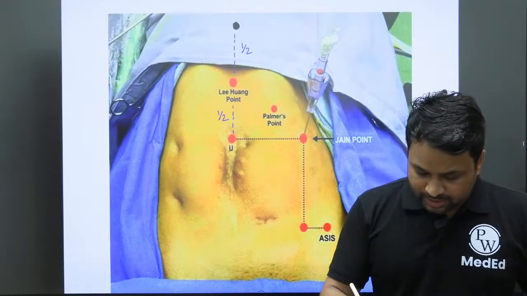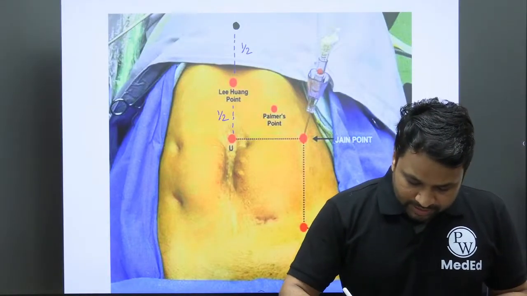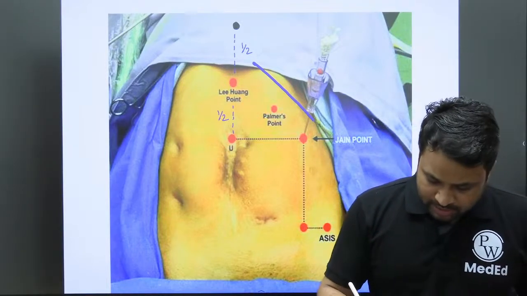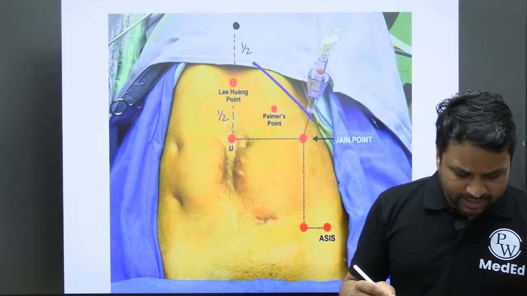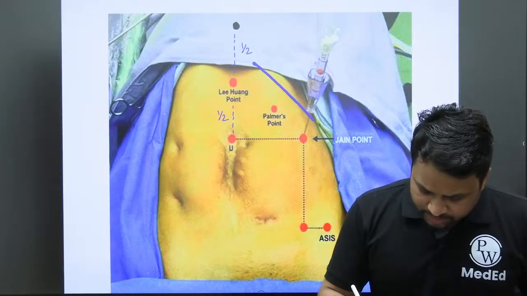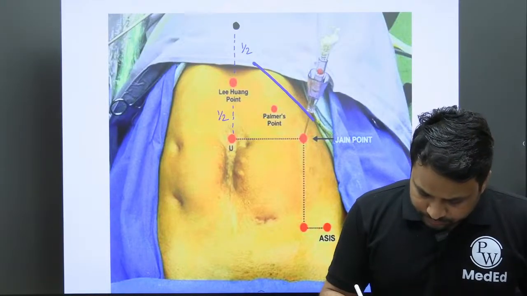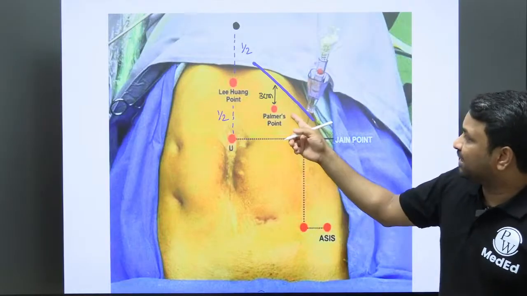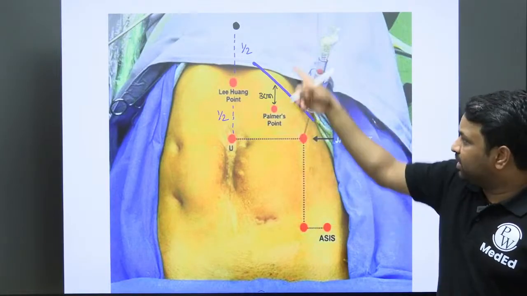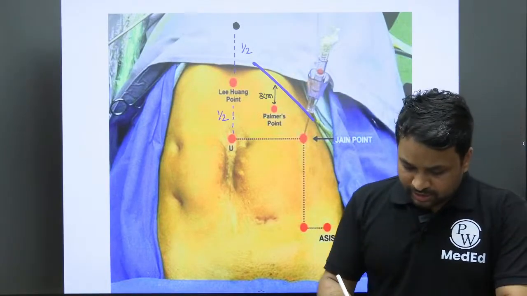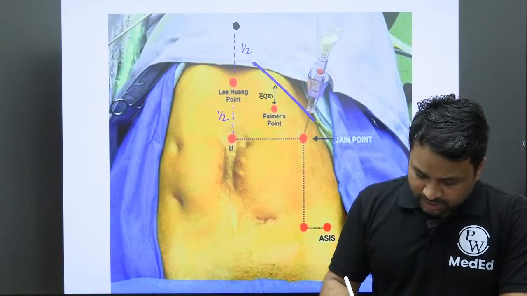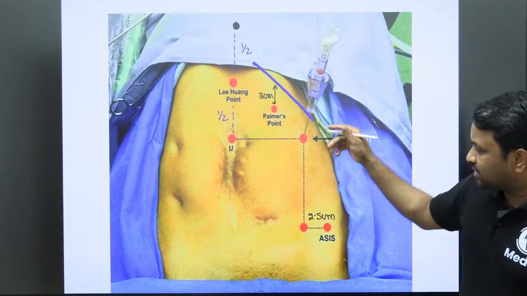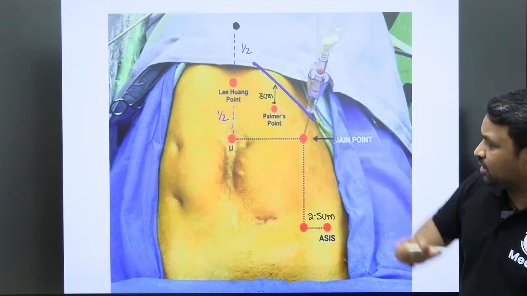Palmer's point is going to be, this is your left subcostal, around 2 to 3 centimeters. This is 3 centimeters below the subcostal line, right? In the midclavicular line, you have Palmer's point. Here, Jane's point is around 2 to 5 centimeters from the anterior superior iliac spine, and the line that is crossing the umbilicus. There is a midpoint between these two. This is your Jane's point.